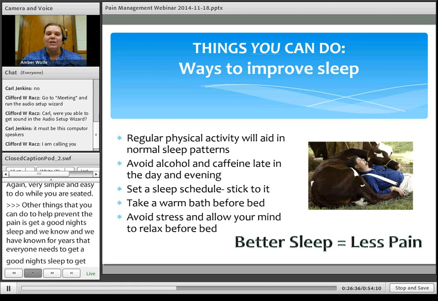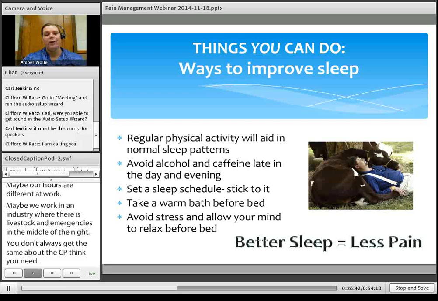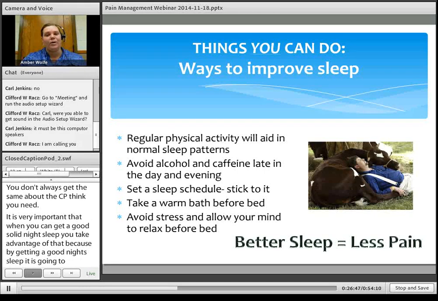Because by getting a good night's sleep, it's going to allow your joints to rejuvenate and to be healthy and stress-free by the next morning. So when you go to get out of bed, you won't have that stiffness or that swelling or pain that generally is there in the mornings when you wake up.